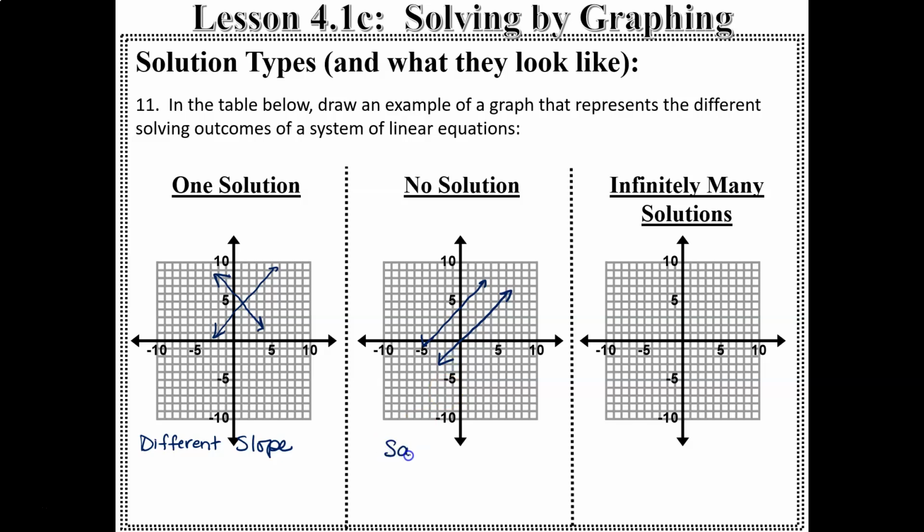So they're going to have the same slopes. If you're looking at the equations, the same slopes, but different y-intercepts, different b's. Infinitely many solutions, remember we just graphed that, is when you're graphing the same line. So you're going to have the same slope and the same y-intercepts.